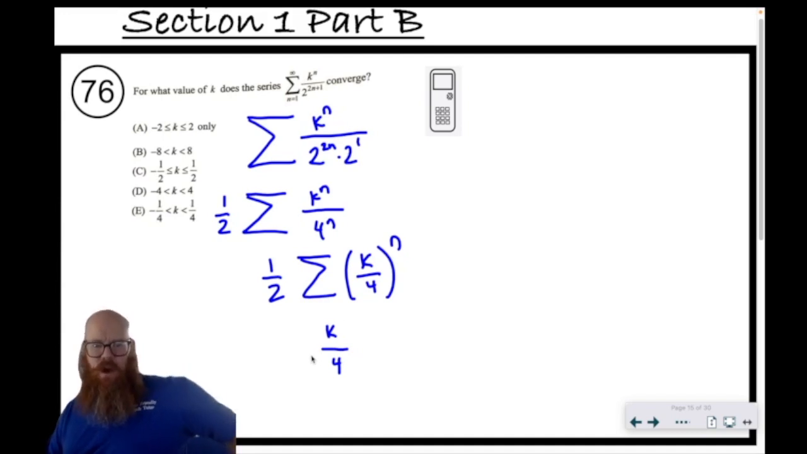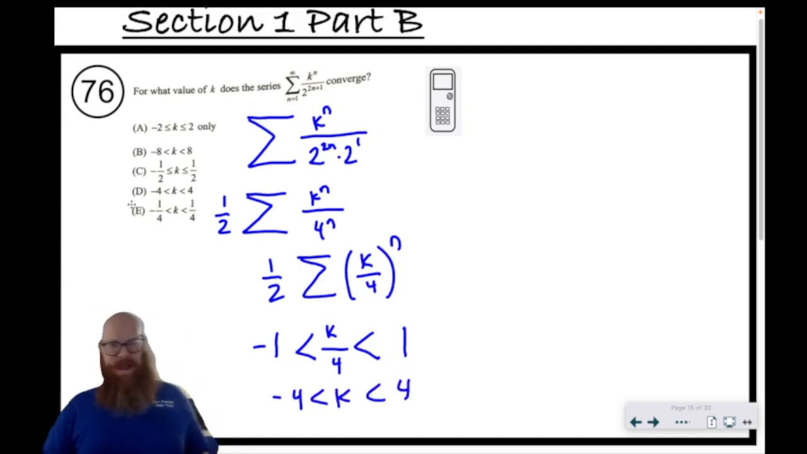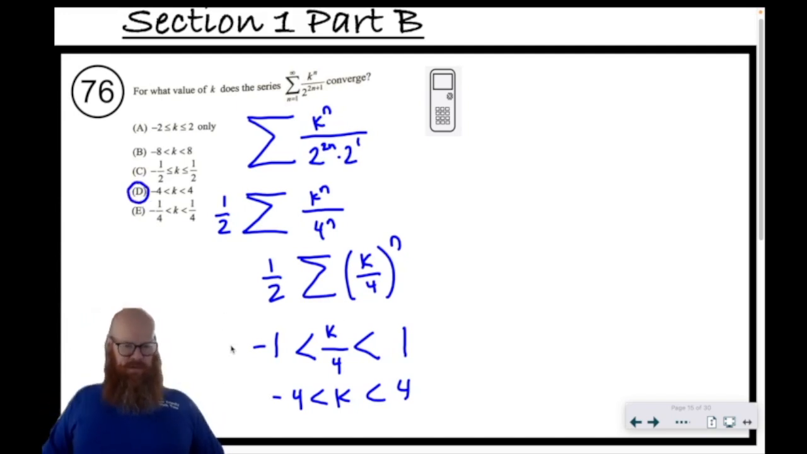We need to know that a geometric series will always converge when the common ratio is between -1 and 1. So if I simply multiply through by 4, I get -4 is less than k, which is less than 4. And that is my answer, so that's D. We do not have to test the endpoints, and the reason is because it's geometric. A geometric series is not going to converge at its endpoints.